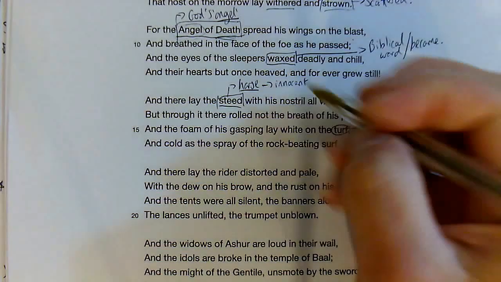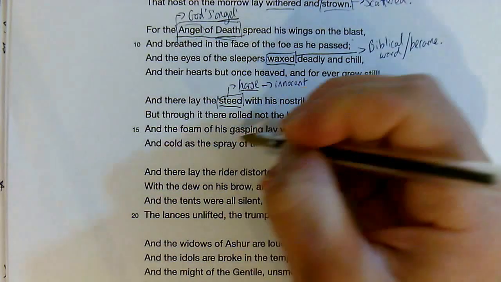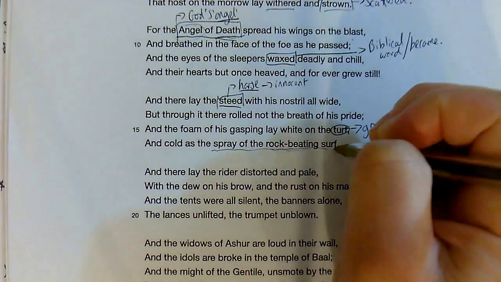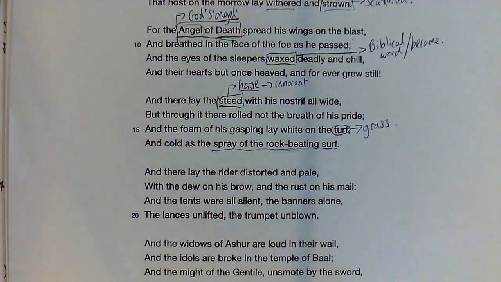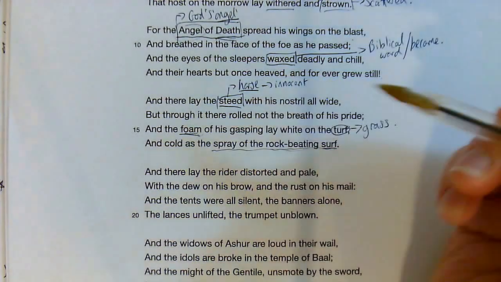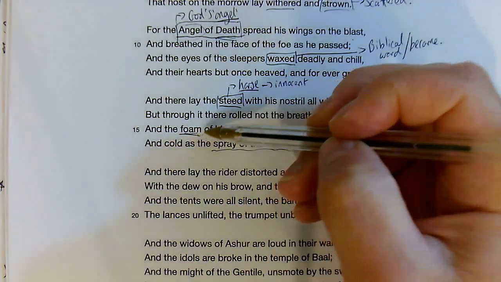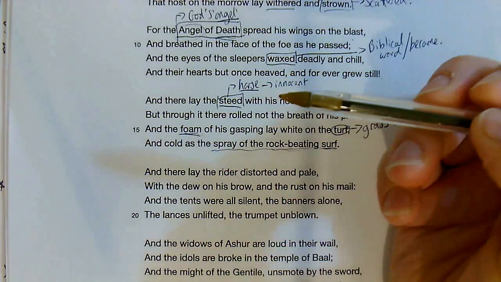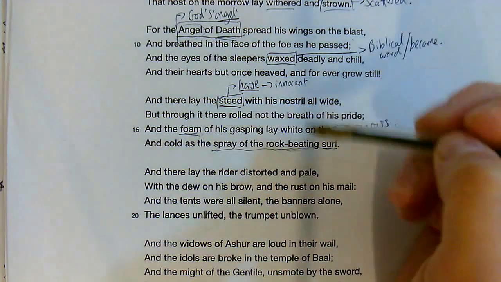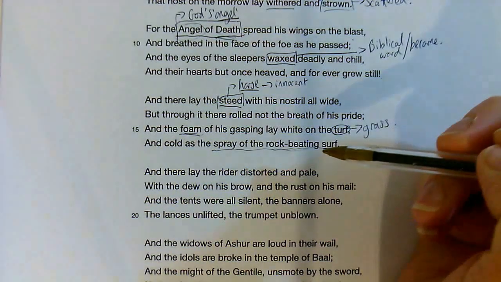But interestingly, they come back to this idea of the sea. But now it's not something that's positive for the Assyrians. It's something that's negative. The horse is lying on the ground, and as it's been gasping for breath, it's kind of just foaming at the mouth. And that's what it reminds Byron of: the spray of the rock-beating surf.